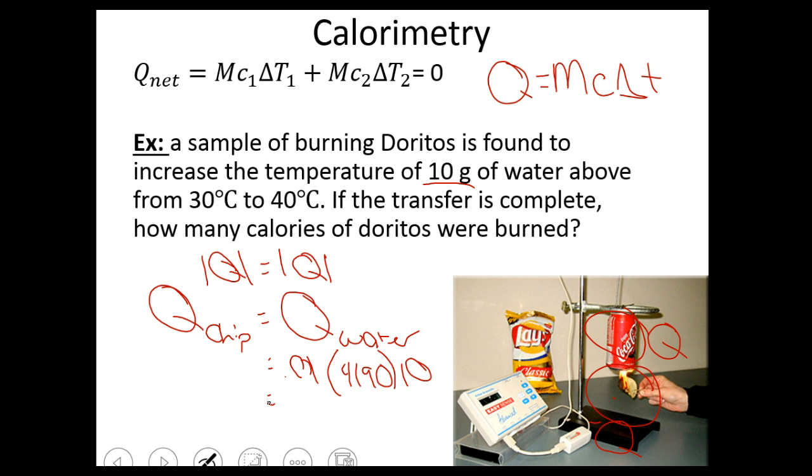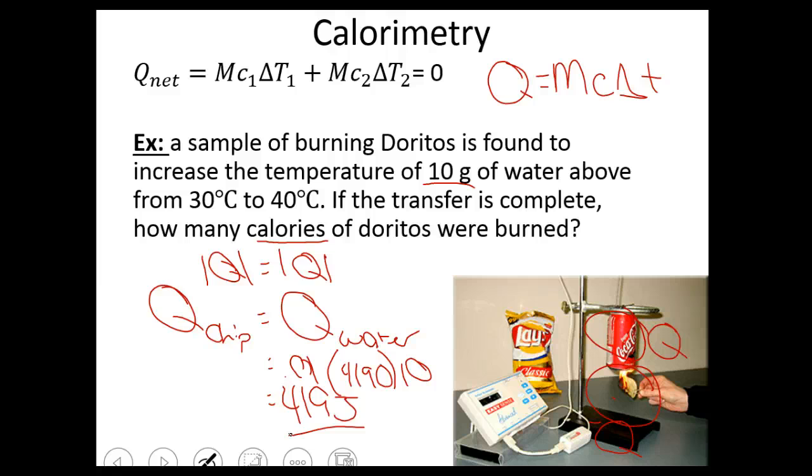And what I'll find is that I get 419 joules of energy to do that. But that's not the question that I asked. I asked how many calories of the Dorito were burned. And so I've got to take this joules and I've got to convert it to calories.